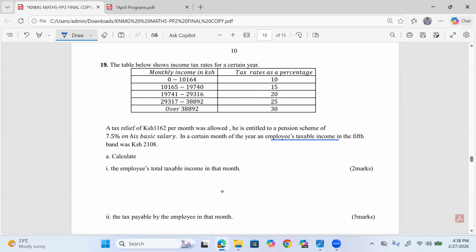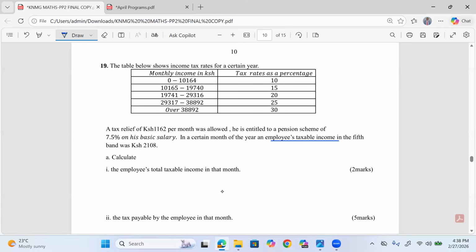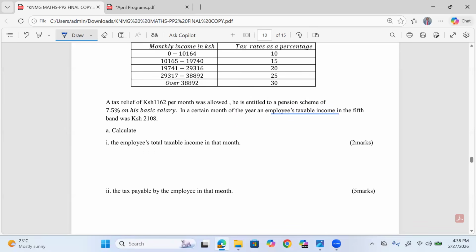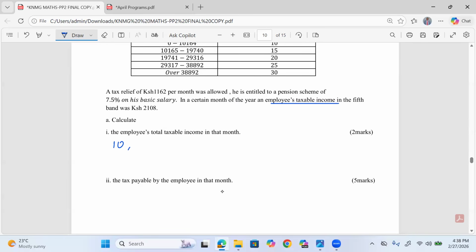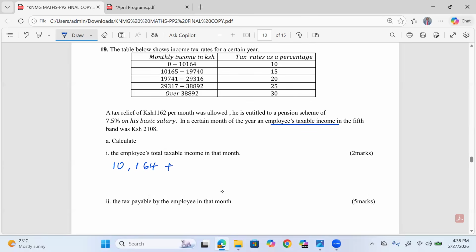One thing that you're supposed to know is that we have different amounts of tax in different bands. In the first band, we shall tax 10,164. In the second one, what shall we tax? We take the upper limit, which is 19,740, and we subtract the upper limit of the previous, 10,164. This gives us 9576.